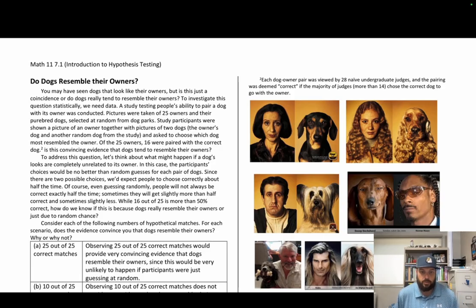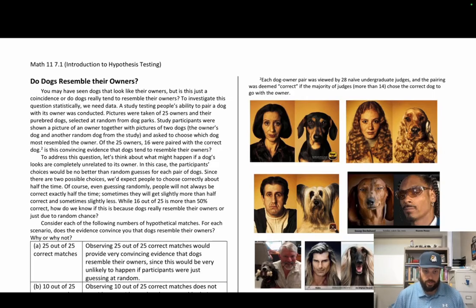So pictures were taken of 25 owners and their purebred dogs selected at random from dog parks. Study participants were shown a picture of an owner together with a picture of two dogs, the owner's dog and another random from the study, and asked to choose which dog most resembled their owner. Of the 25 owners, 16 were paired with the correct dog. Is this convincing evidence that the dogs tend to resemble their owners?